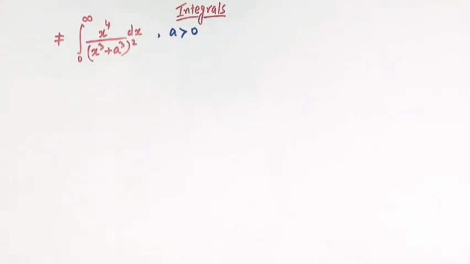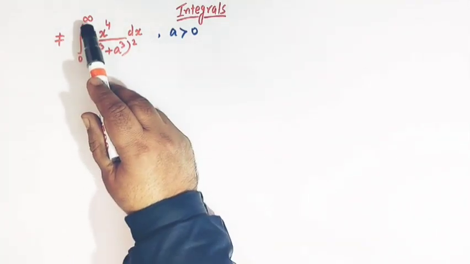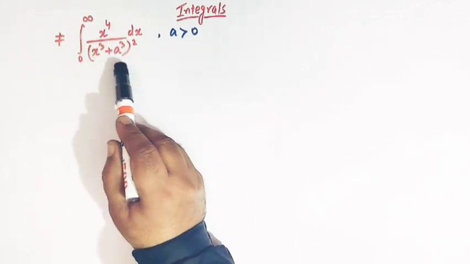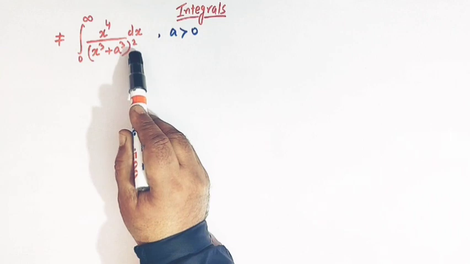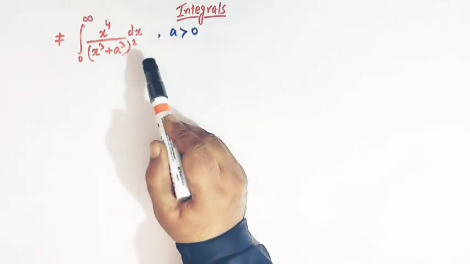Hello viewers, in today's class we are going to discuss yet another important and very conceptual problem from integration. In this class we'll solve this integral, where we have 0 to infinity x raised to 4 divided by (x cube plus a cube) whole square, and here a is greater than 0.